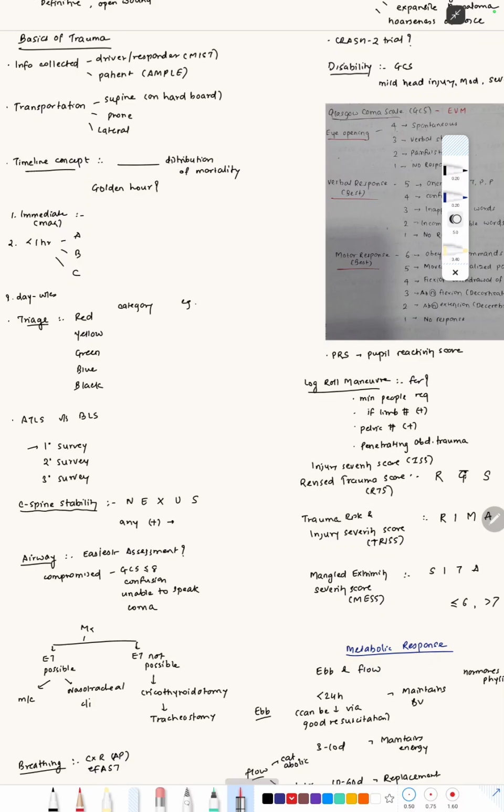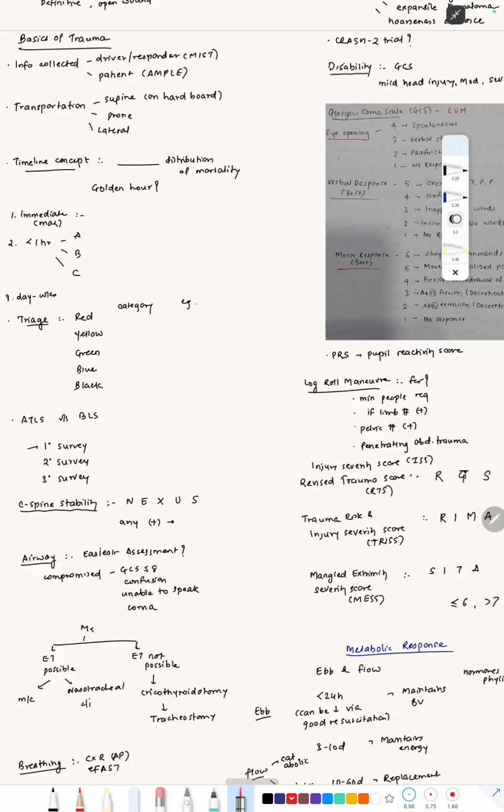In the basics of trauma, the first thing is the information collected. Information is collected from the driver or the responder if the patient is unavailable: that is the mechanism and the injuries, signs and symptoms, and the treatment that is given. From the patient, AMPLE information is collected. So the mnemonic is AMPLE. A stands for allergies, M stands for medical condition, P stands for past history, L stands for last meal, so that it helps with intubation, and E stands for event leading to trauma.